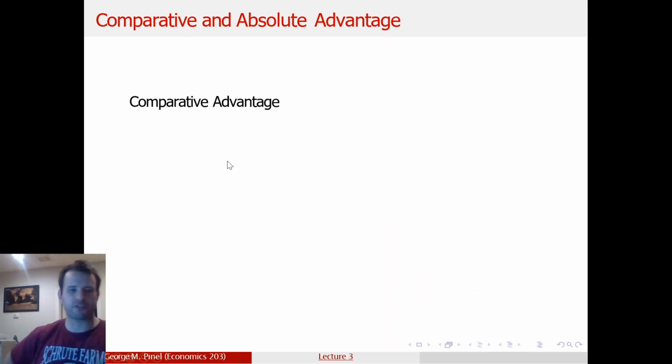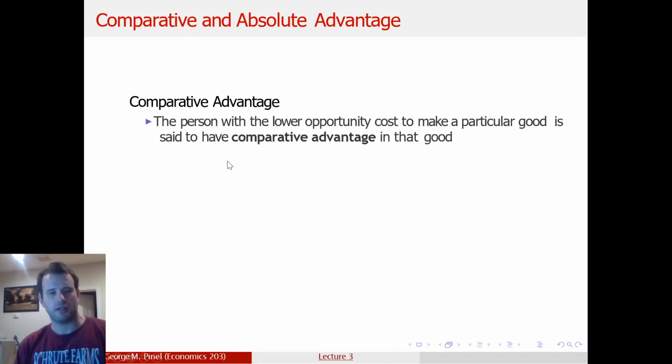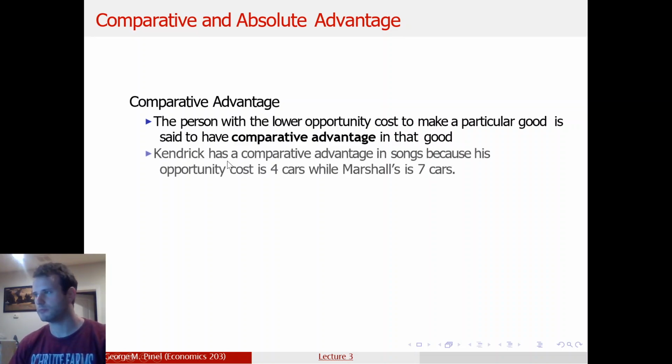So I first said this concept of comparative advantage. What is that? Comparative advantage is basically having the lower opportunity cost to make a particular good. Okay, so Kendrick had comparative advantage in songs because his opportunity cost of a song was lower than Marshall's opportunity cost of a song. Vice versa, Marshall had lower opportunity costs in cars, so he had comparative advantage in cars.